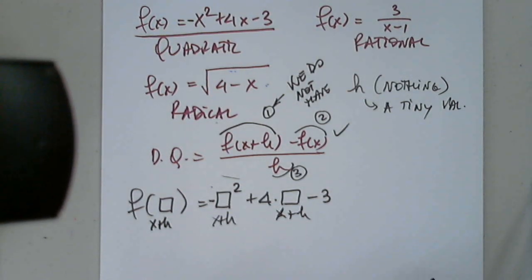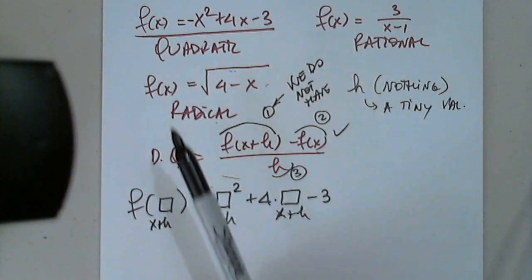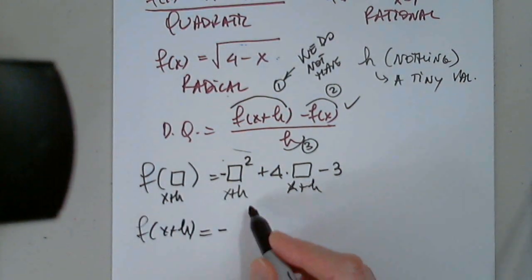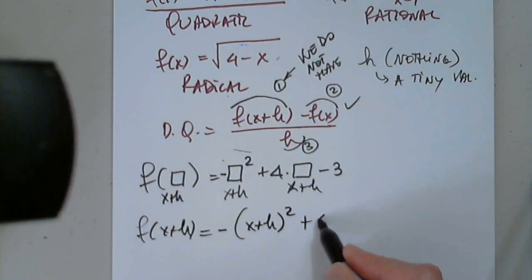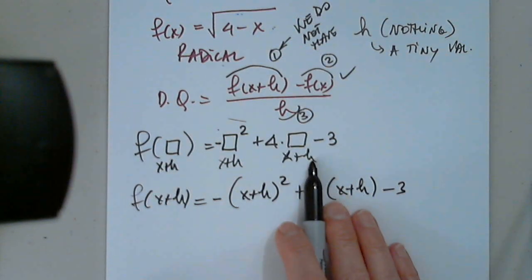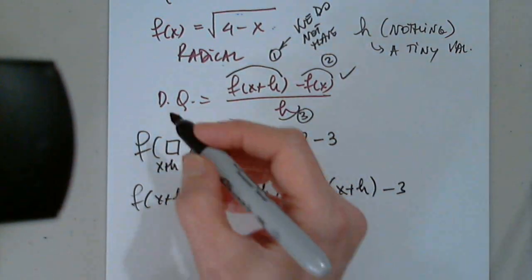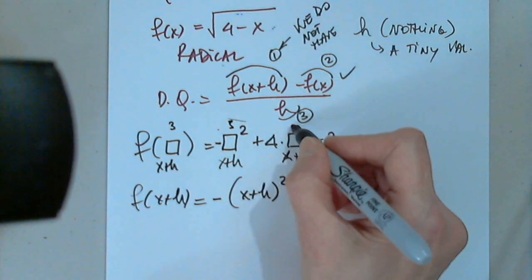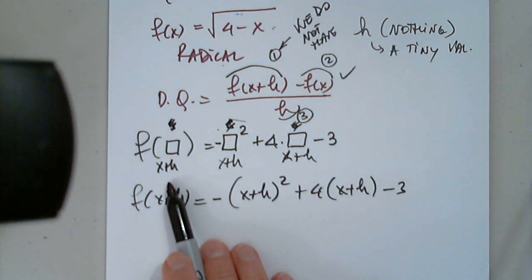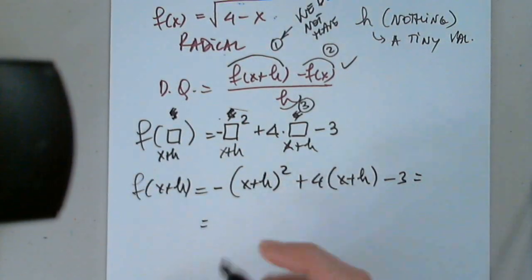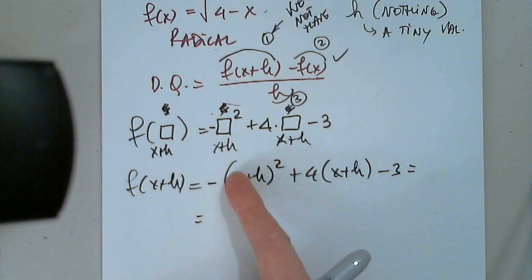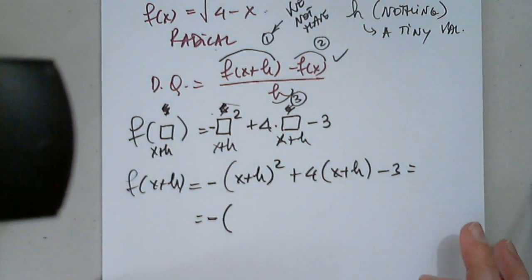So all I had to do is just say that f of x plus h equals negative x plus h squared plus 4 times the quantity x plus h, and minus 3. Parentheses are absolutely mandatory. If I only have 3, then I don't need parentheses. But this is not what I have. I have x plus h. Now, based on what we discussed last time, how many terms do I get? And if anyone can give us this. So minus, the negative sign stays outside.